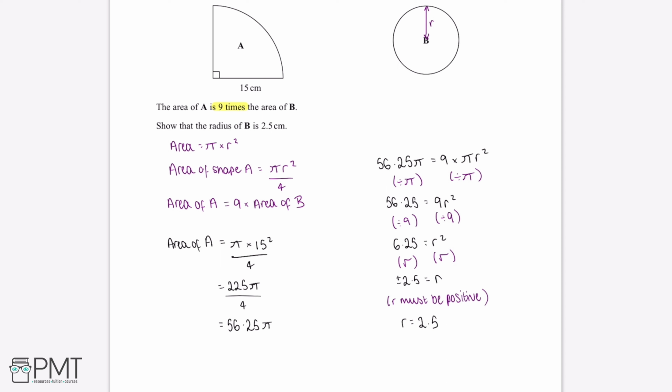Now this question's worth 3 marks. We'll get our first mark for working out the area of A. We'll get our second mark for using this to work out the area of B. And our third mark for showing that the radius is 2.5.